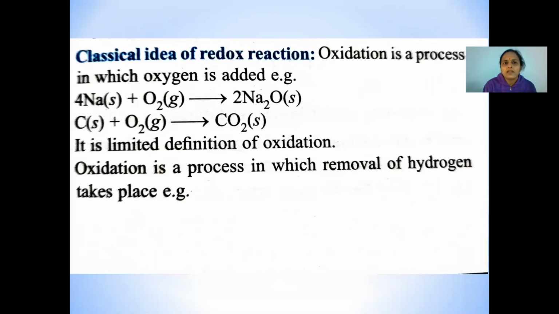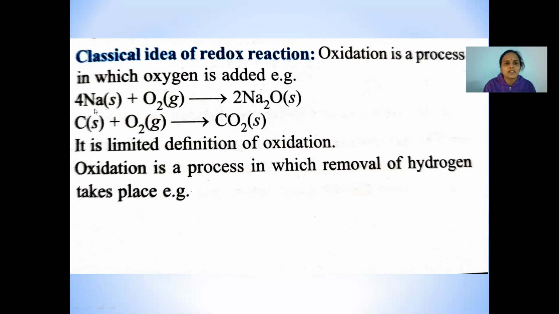Let's now define the classical concept for a redox reaction. Firstly, we will see the classical concept for oxidation, and then we'll see the classical concept for reduction. So addition of oxygen or addition of an electronegative element is an oxidation process, and removal of hydrogen or removal of an electropositive element is also the process of oxidation. Let's see. First, oxidation, addition of oxygen.